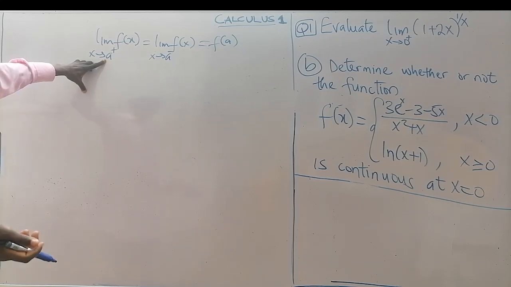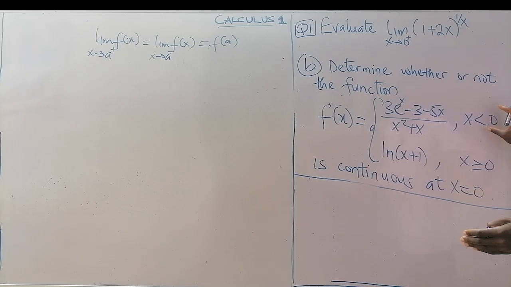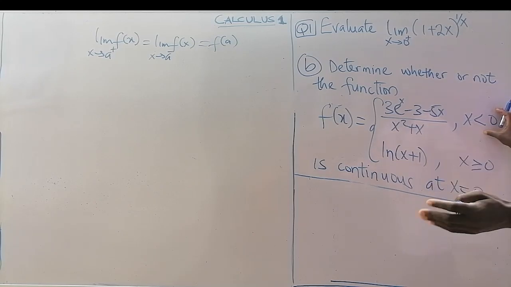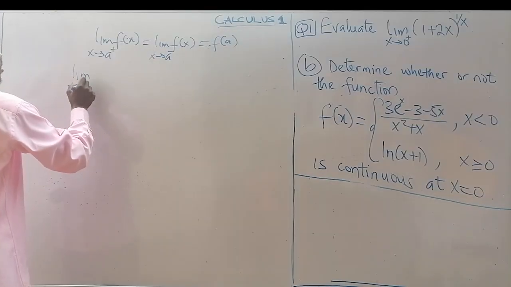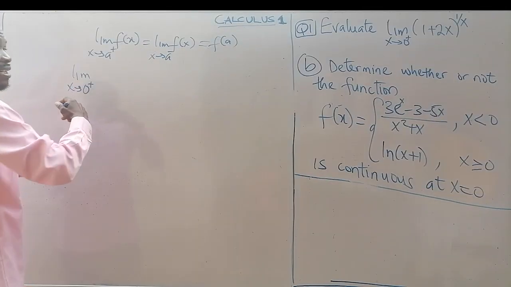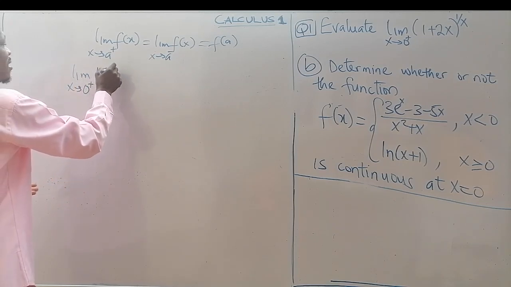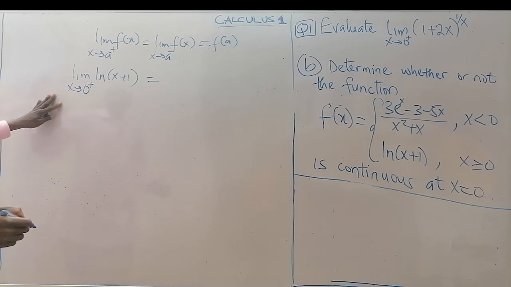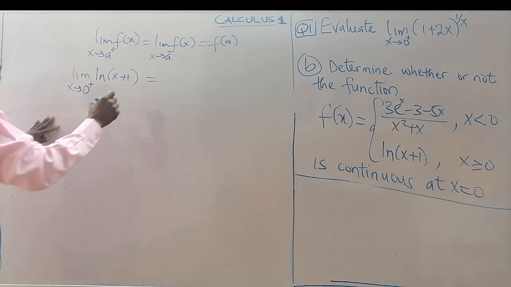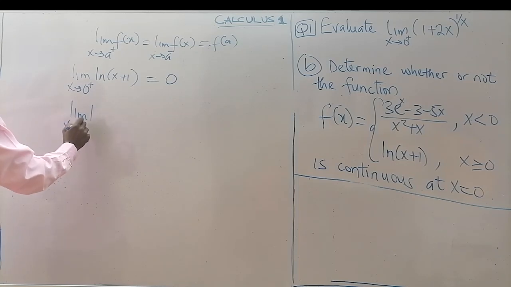So that means x greater than 0 is going to be the right hand side. x less than 0 is going to be the left hand side of the limits. So we now have the limit as x tends to 0 positive. That's the right hand side. The function we have there is ln(x + 1). Then you do your direct substitution. If you do that, you're going to have 0.